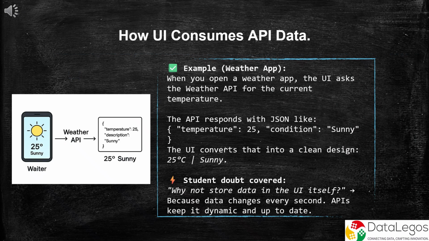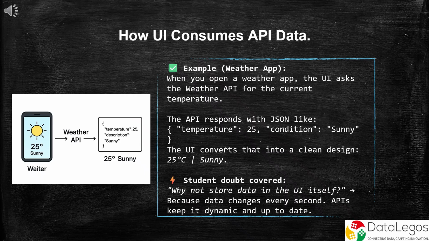Let's use a weather app as an example. When you open it, the UI sends a request to a weather API for the current temperature. The API responds with JSON data, like temperature: 25, condition: sunny. The UI then translates this into a clean, easy-to-read display like 25 degrees Celsius, sunny.